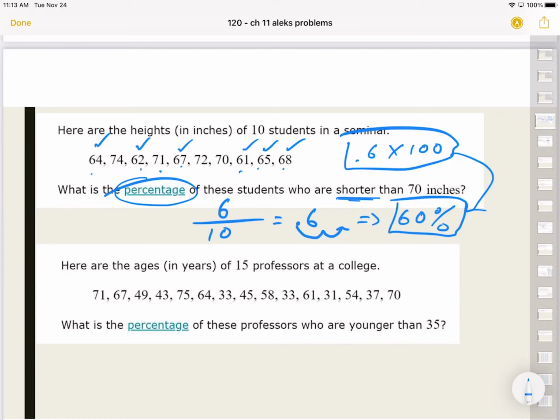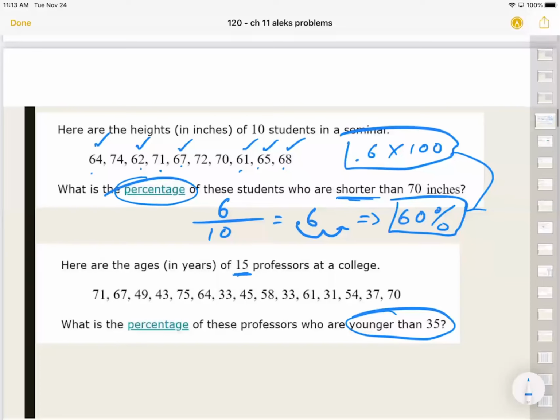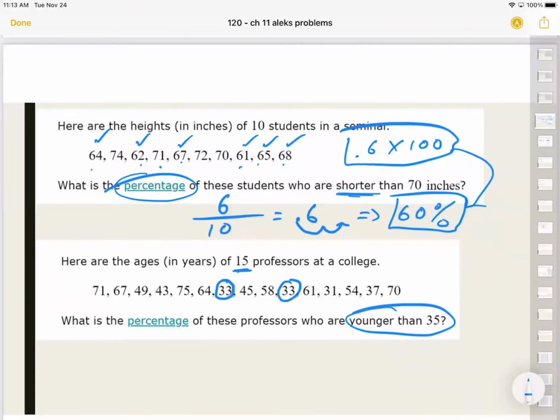Same thing here. We know that the total is 15 professors, and we want to know the percentage of data younger than 35. So younger than 35: one professor, two professors, three professors younger than 35, right? So I have only three professors.